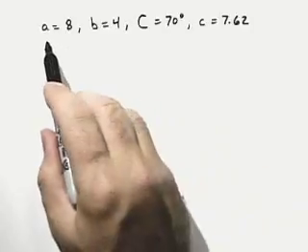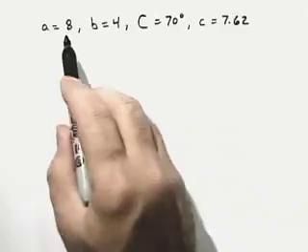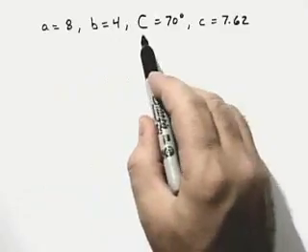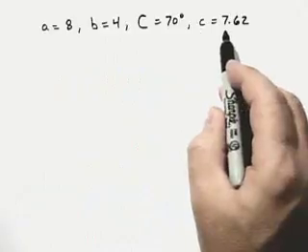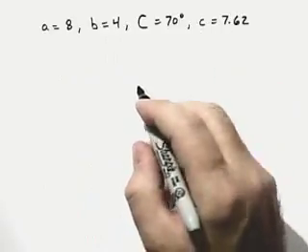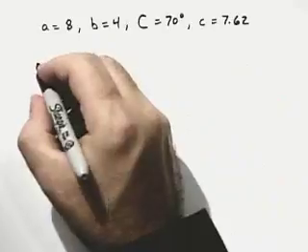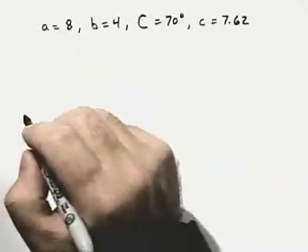Our next step will be to find one of the other remaining angle measures. We have that side A is 8 units, side B is 4 units. The measure of angle C is 70 degrees, and we found the length of side C to be 7.62 units. We're going to use the law of cosines to find the measure of angle A.